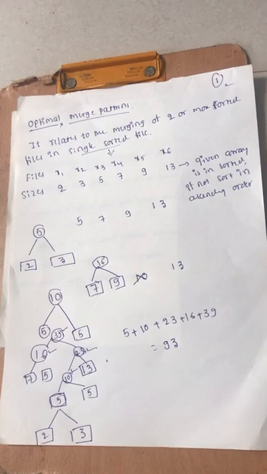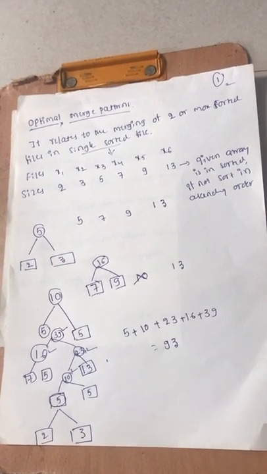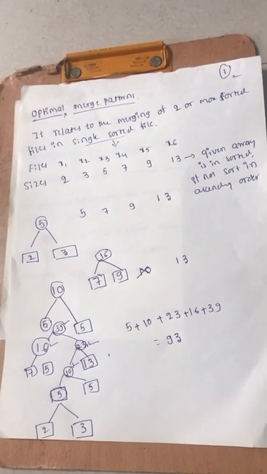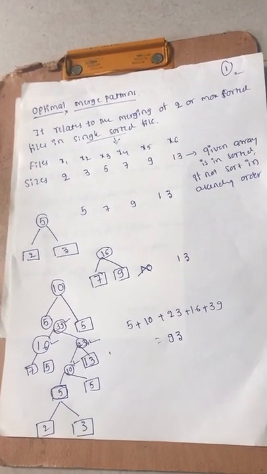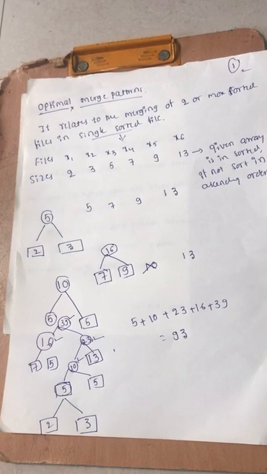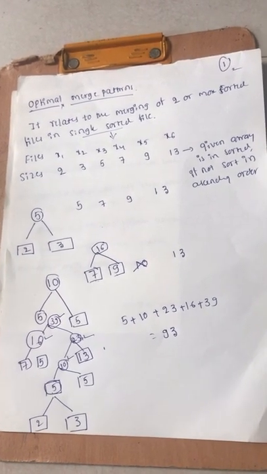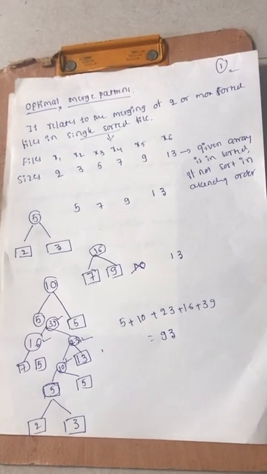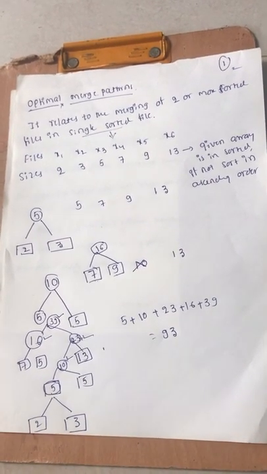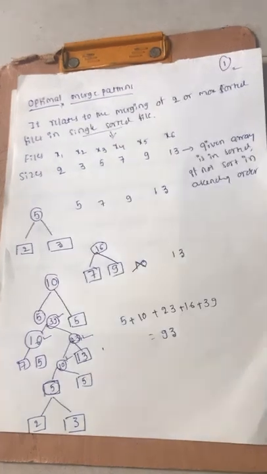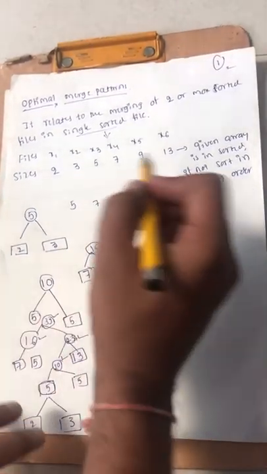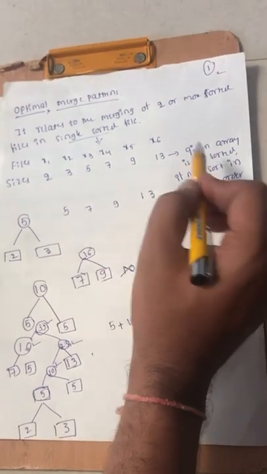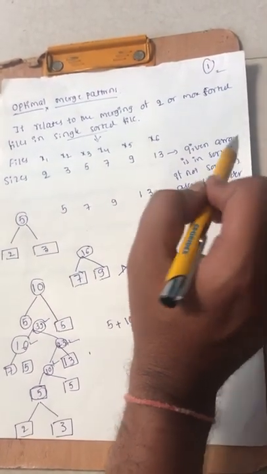How are we going to solve this? Assume we have 6 files, x1 to x6. Each file has a size. The x1 file has size 2, the x2 file has size 3, and x3, x4, x5, x6 have their respective file sizes. In the first step, once we have the file sizes, we make them into sorted order. Already the file sizes are given in sorted order, so we are not going to sort them again.